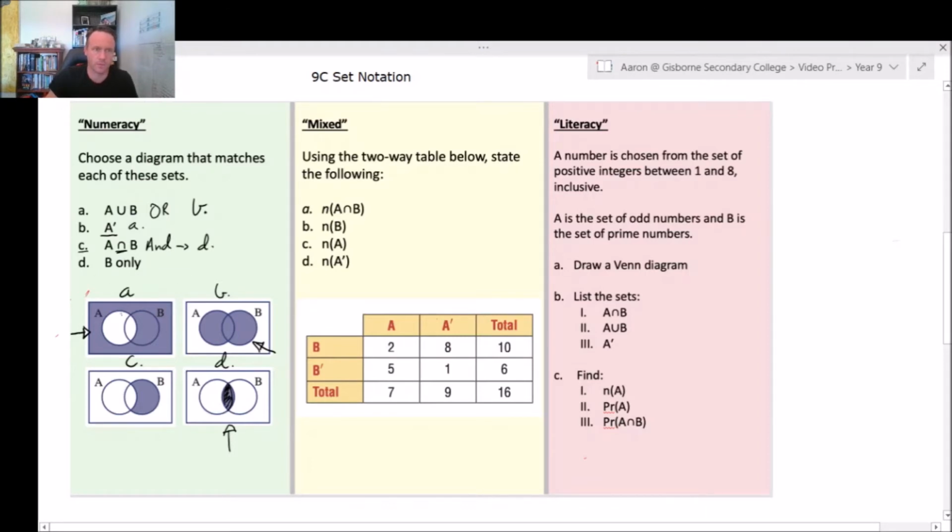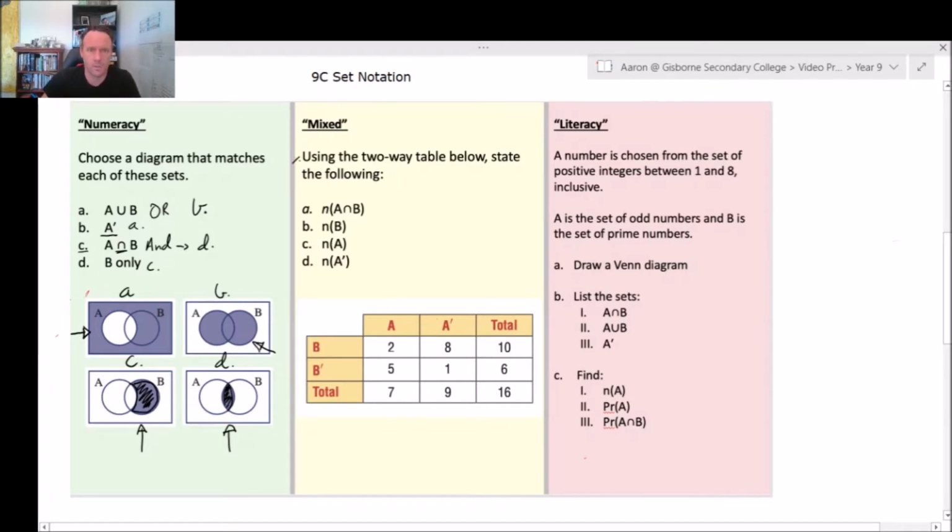Then lastly, we've got B only. Out of the four, we've only got one left, and we can also see that crescent shape along there, and that is things that are in B only. So that would be our diagram C.